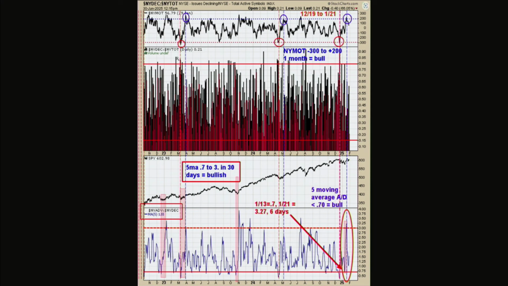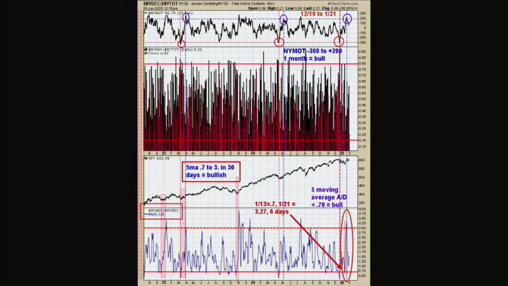The top window is the McClellan oscillator. It's a complicated formula. Sherman McClellan made this back in the 70s, but it's good, and it has an advanced decline in it. The trigger is when it falls below minus 300 and rallies to plus 200 within 30 days. It's a bullish intermediate-term sign, and these triggers can last multi-months. We got one here on January 21st, signaling that this is a multi-month rally. So you have a short-term and an intermediate-term rally going here.